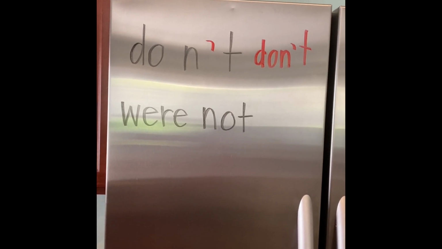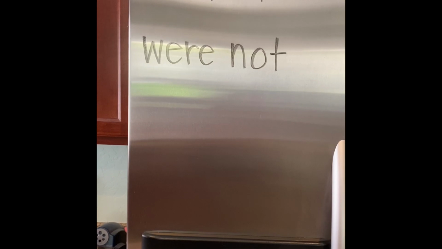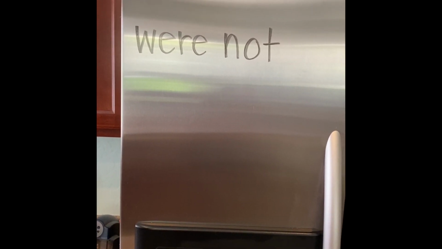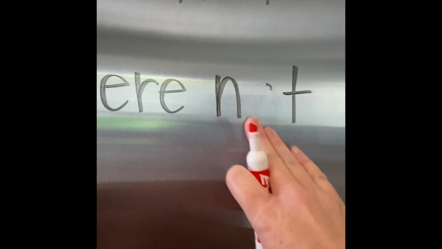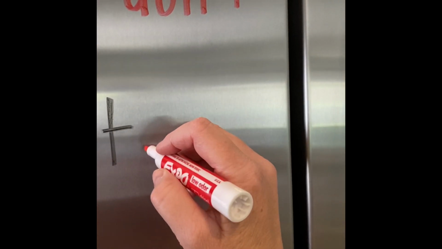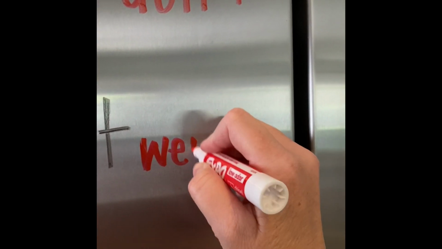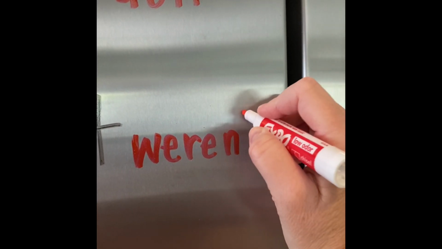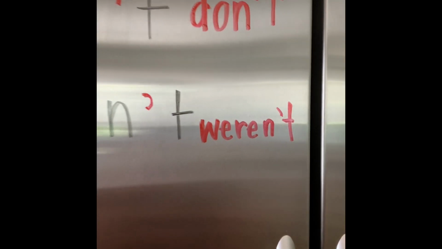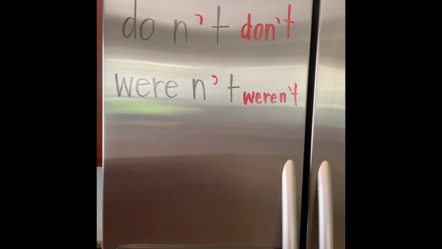Okay, so here's another one using the word not. Were not. They were not ready to go to the park. So we have two separate words, were and not. Think in your head, what letter do you think I'm going to take away to make weren't? You're right. When we're using the word not, we take away the O, we add an apostrophe, and we make our new word. Weren't. They weren't ready to go to the park.